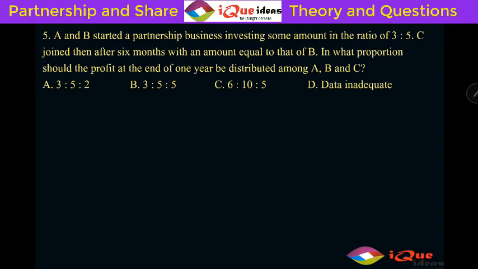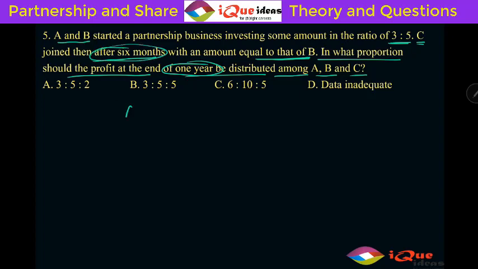Now this question number 5 says A and B started a partnership business investing some amount in the ratio 3:5. So the ratio of the amounts of A and B is given. C joined after 6 months with an amount equal to that of B. So whatever was the initial amount of B, C joined with that amount. Now in what proportion should the profit at the end of the 1 year be distributed among A, B and C? And we have to consider the total period of 1 year.